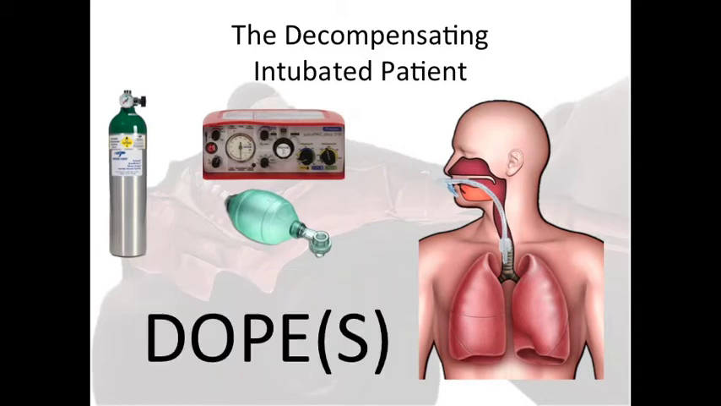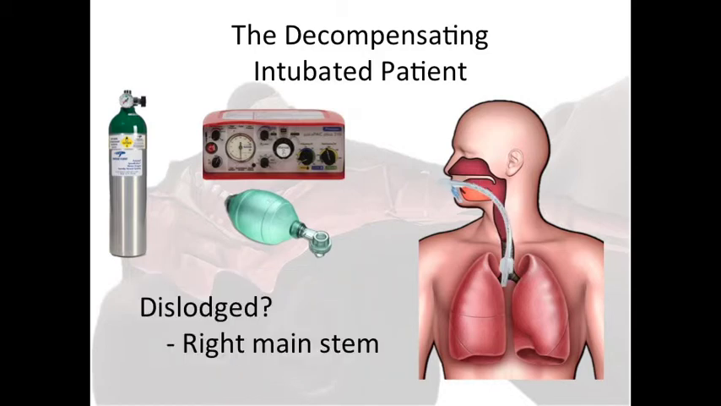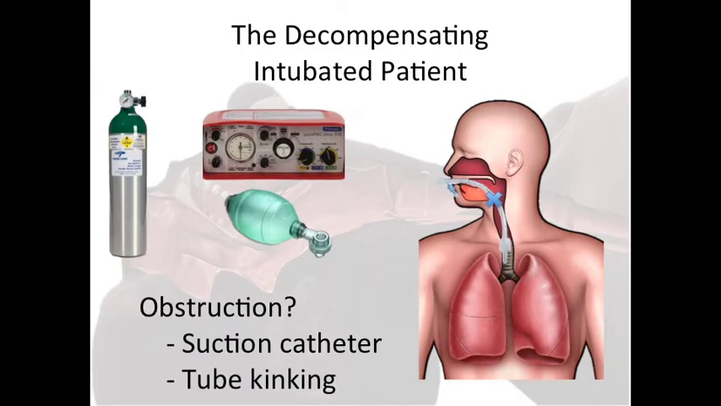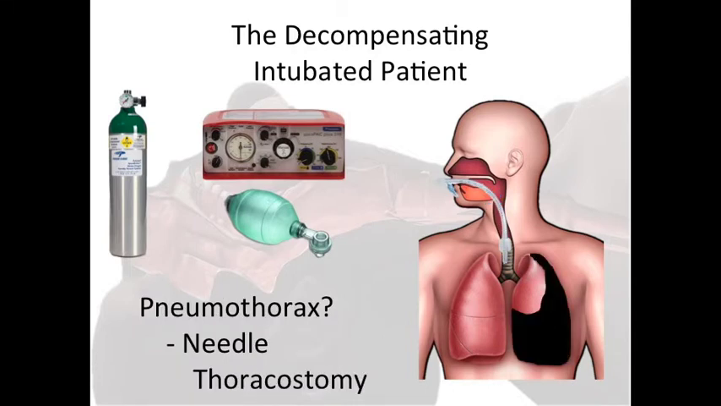For this we have one more mnemonic, which is known as DOPES. D is for checking if the tube has become dislodged. This could either happen initially during the intubation by passing the tube too far down into the airway, or if the patient's neck is extended or flexed during transport, especially in the pediatric patient. O is for obstruction. Patients who are bleeding in the airway or have a lot of mucus in the airway, you may need to pass a suction catheter, and the tube can also become kinked, especially where it passes into the mouth.